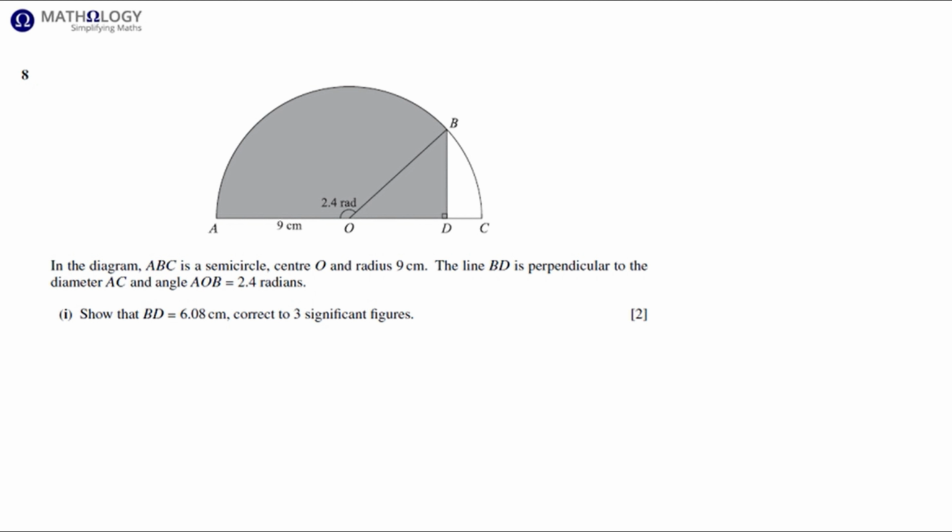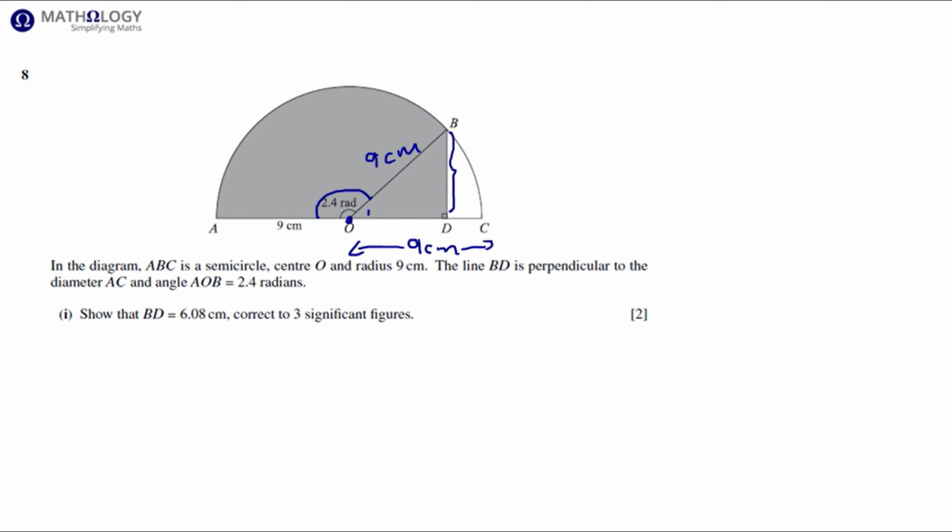Okay, well, let's start with labeling what we can on the diagram. O is the center of the semicircle. AO is a radius of 9 centimeters. OB is also a radius, so we'll just mark that, 9 centimeters. OC is also a radius, so OC is also 9 centimeters. We have an angle of 2.4 radians inside sector AOB, and we need to determine the length of BD. Now, BD is a right angle triangle, so immediately you should be thinking about trigonometry, because we have an angle here of 2.4 radians.